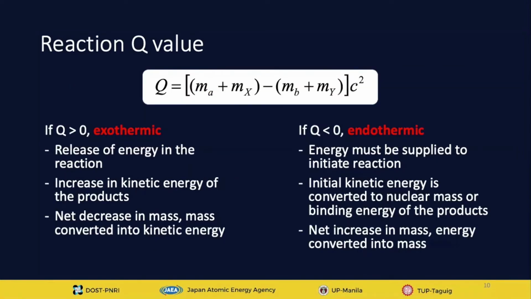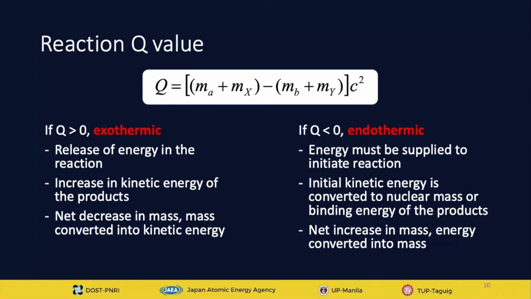A positive Q value is indicative of a release of energy in the reaction, and so we call this reaction exothermic. On the contrary, a reaction with a negative Q value will be endothermic, and hence it cannot take place unless the incident particle is accelerated to have a minimum energy Q. This indicates also that the incoming particle should have a minimum threshold energy for the reaction to take place.